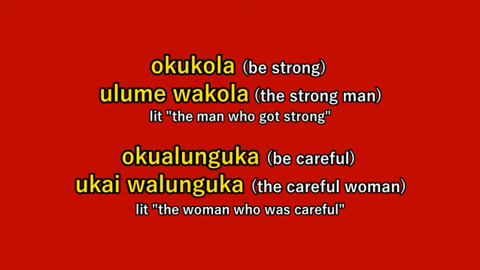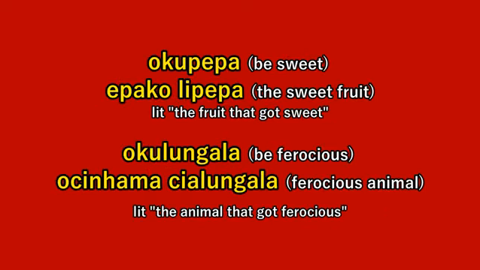Okualunguka is to be cautious, to be careful. Ukai walunguka, therefore, is a cautious, careful woman. Okupepa is to be sweet. Epako lipepa is a sweet fruit. So you join basically the noun to the verb. First the noun, and then the verb, because the adjectives always follow the noun, much like in Romance languages or in Arabic. The qualifying noun comes after the main head noun.